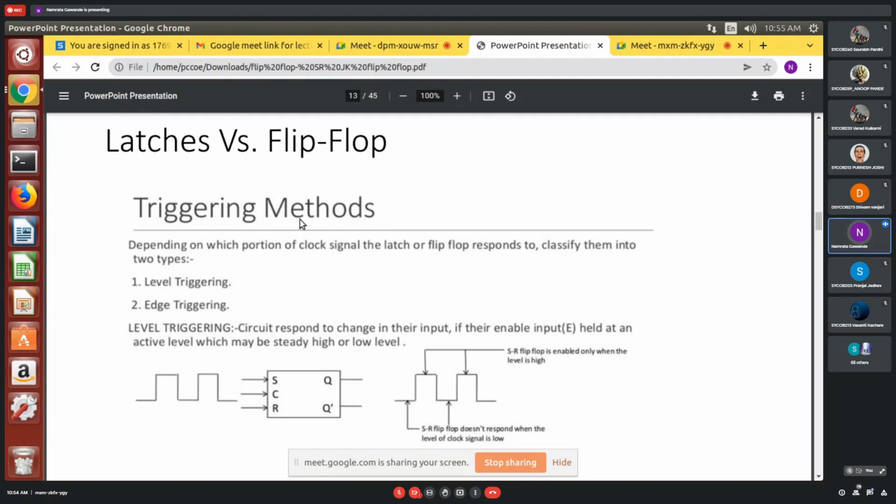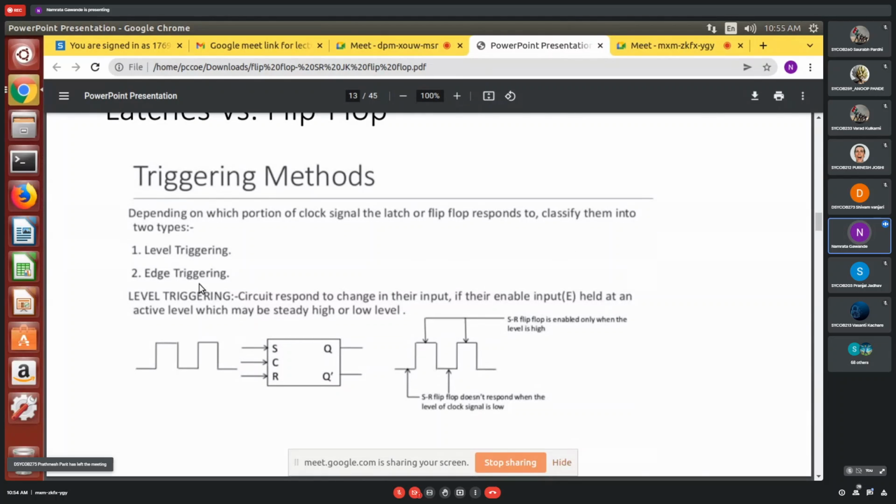Okay, so there are two methods for that. Those are known as triggering methods. Those are used in a latch and flip-flop. See, depending on which portion of the clock signal the latch or flip-flop respond to, we classify them into two types, level triggering and edge triggering. Level triggering means the circuit responds to change in their input if their enable input E is held at an active level, which may be steady high or low.